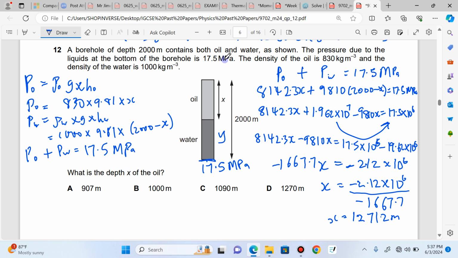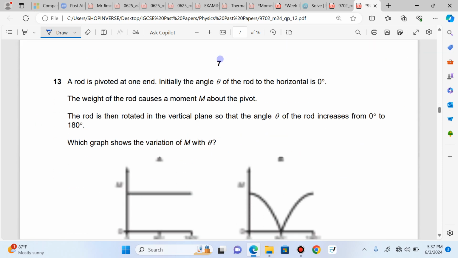So 3 significant figures, since the highest significant figure I have here is 3. And that will give me 1270 meters. That makes D the correct answer to question number 12. We go to question number 13.